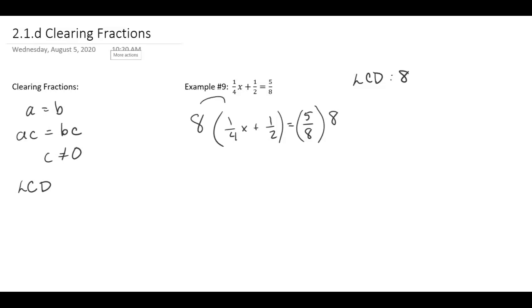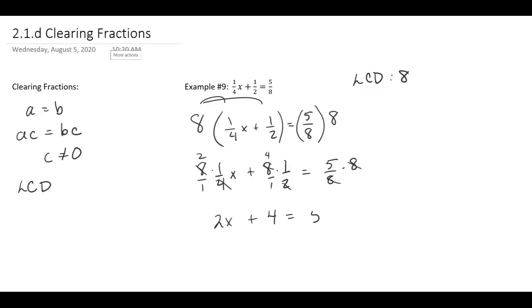Okay, so now we distribute. So we have 8 times 1/4 x plus 8 times 1/2. You can put 8 over 1 if it's easier for you. And then on the right-hand side, 5 over 8 times 8. Well, the idea is now all the denominators are going to cancel out. So 4 goes into 8, 2. So you're going to get 2 times 1, which is 2x, plus 2 goes into 8 4 times, plus 4. And then these 8s cancel, so we get 5 on the right-hand side.